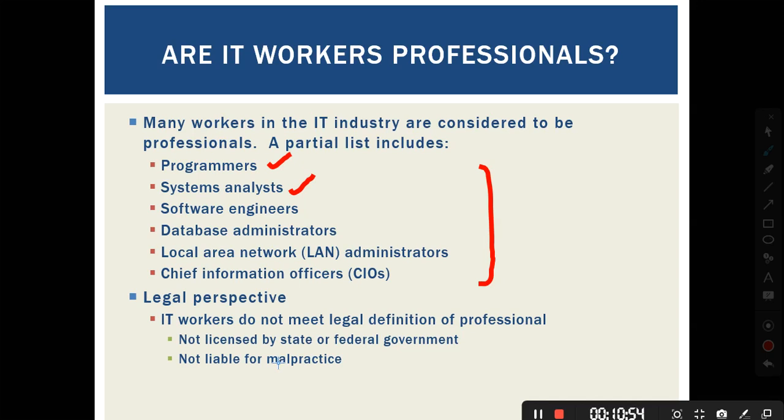This is because they do not have a license from the state or federal government. Like doctors, it is a license. But a computer science engineer, if he gets an engineering license and is registered with the federal government or any state providing a license, then we can say he is a professional. Otherwise, every IT worker is by definition not considered a professional, because they do not have a license from the state or federal government and are not liable for malpractice. Okay, so we finally realize whether IT workers are professionals or not.